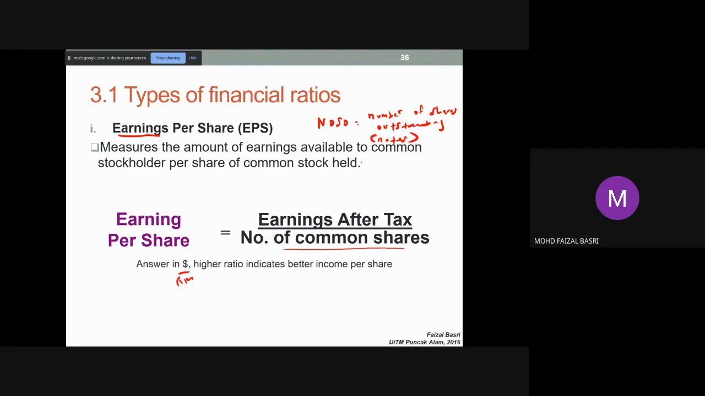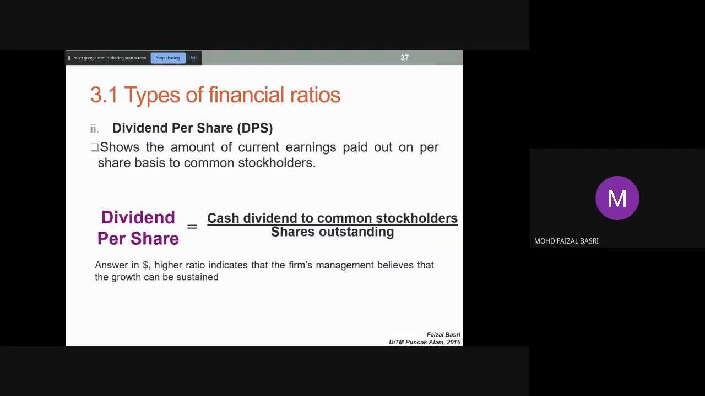Okay, so next is dividend per share. Dividend per share indicates the amount of current earnings paid out. This is actually dividend, specifically cash dividend, because some companies might not pay cash. They might give out non-cash dividend. And this is based on a per share basis as well. So we divide by shares outstanding. So what is shares outstanding? This is NOSO also. Remember, whatever per share basis, we divide by number of shares outstanding.